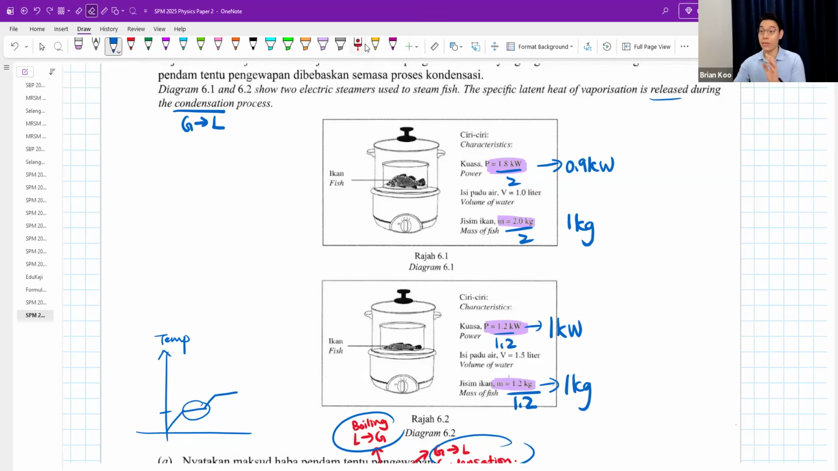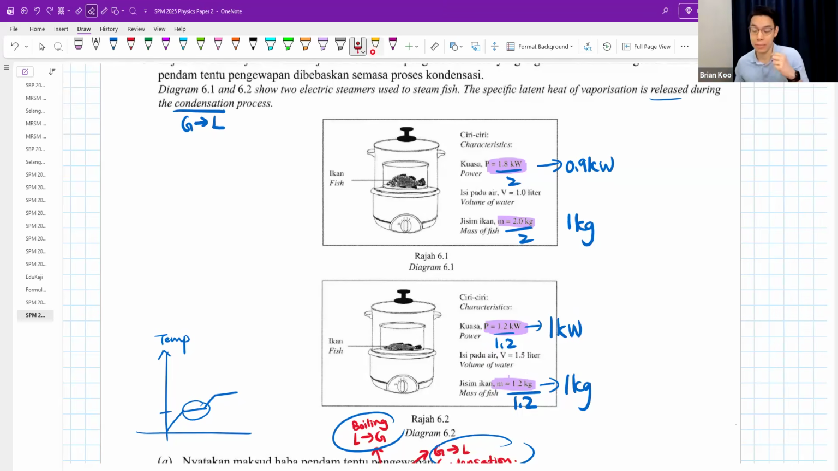Which means if I convert the fish to the same mass, 1 kg, diagram 6.2 is supplying more heat per kg of fish. You get what I mean? I assume it's the same 1 kg of fish, so I compare the same 1 kg of fish. I found out that diagram 6.2 is supplying more heat. So I'm assuming that diagram 6.2 should cook a bit faster. Also, because the volume of water is more, maybe it means that it can produce more steam. Maybe it can cook the fish faster. So if I were to answer this question, I would say 6.2 will cook faster.